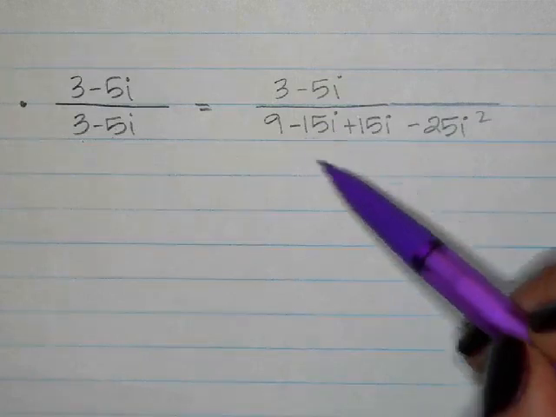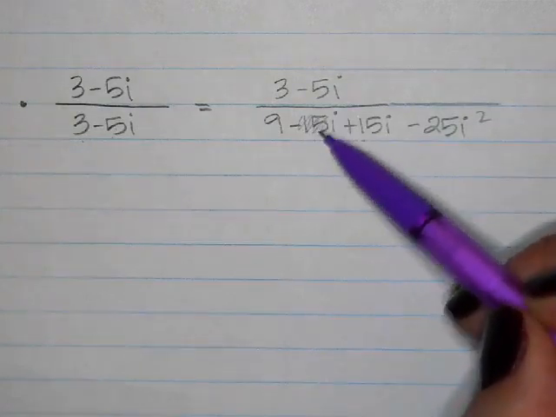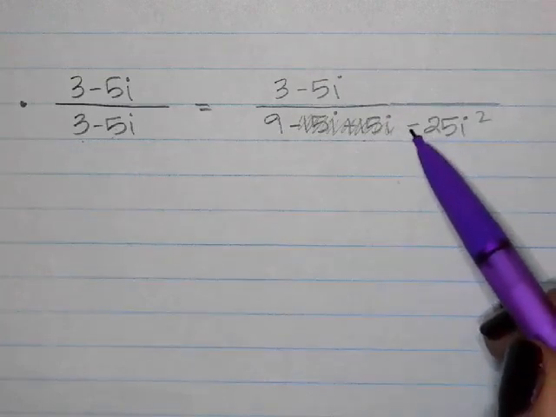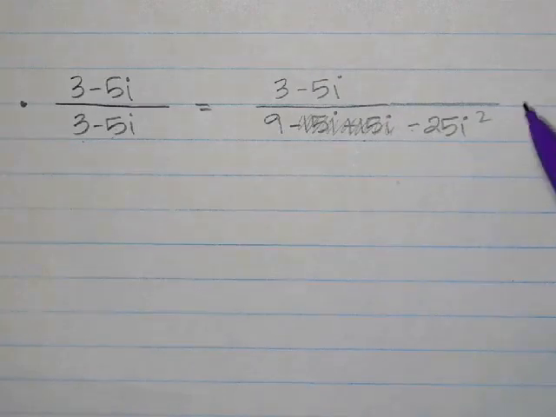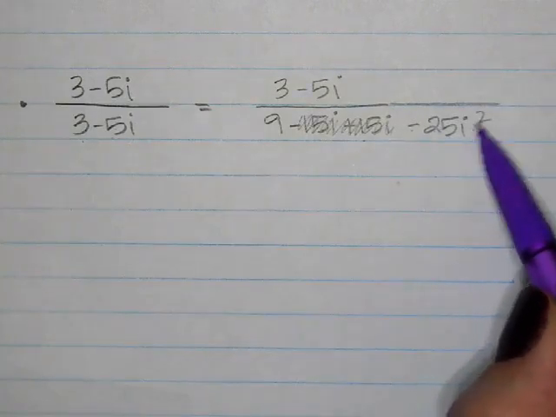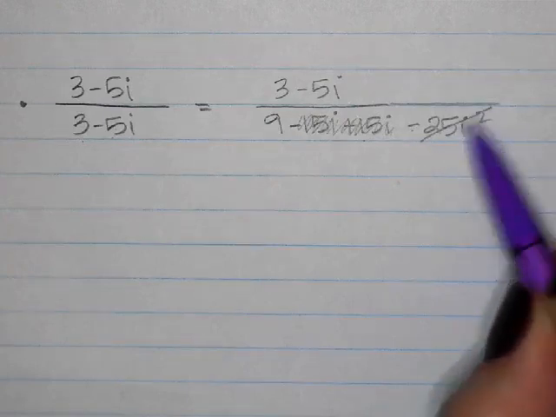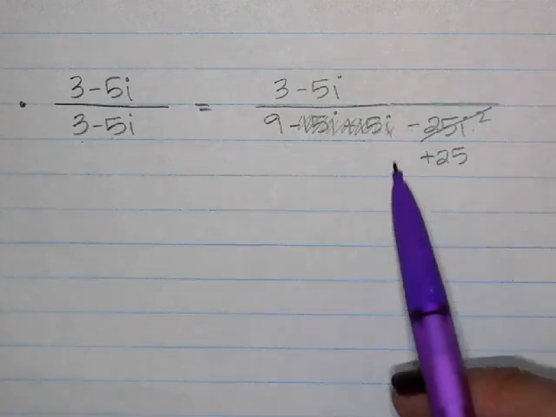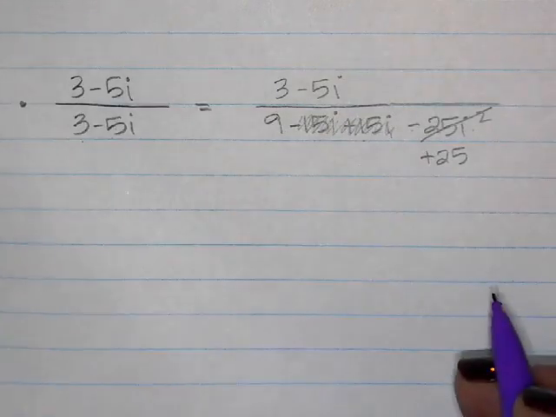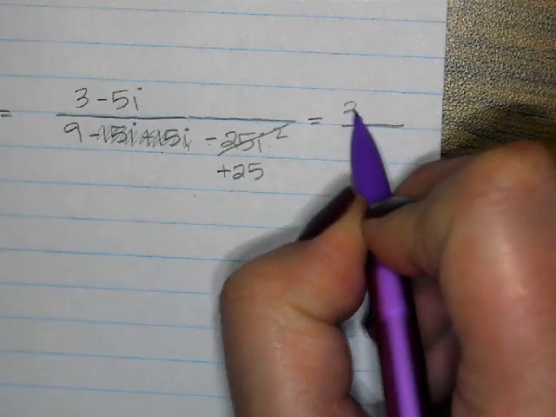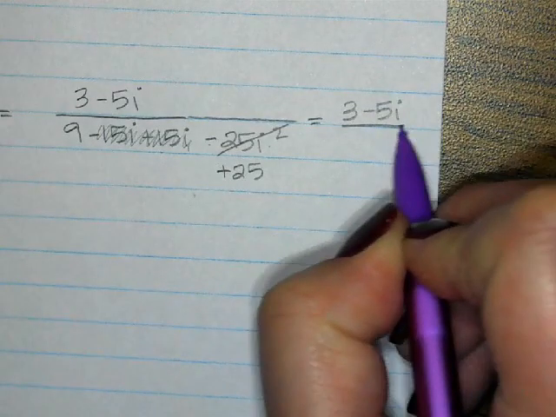So this works out every time we do the conjugate. The two middle terms cancel. And then the number on the end, negative 25i squared, becomes what? Positive 25, because it's a negative 25 times a negative 1. i squared is negative 1. So that's a positive 25. Okay? So what is the number on the bottom? 34. Okay, so the answer to this is 3 minus 5i over 34.